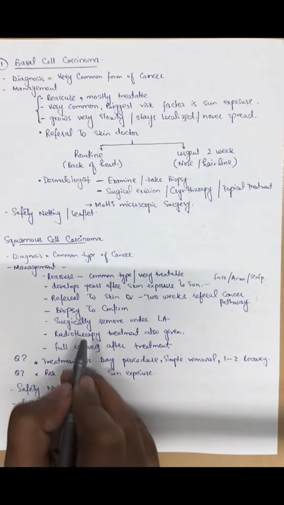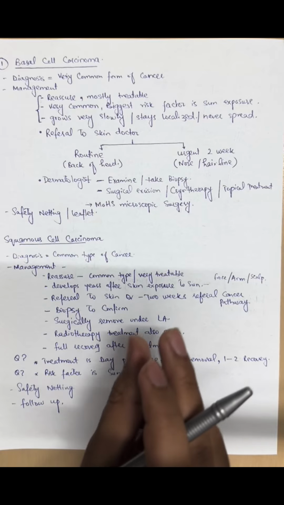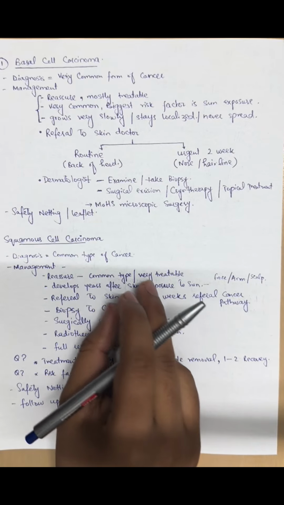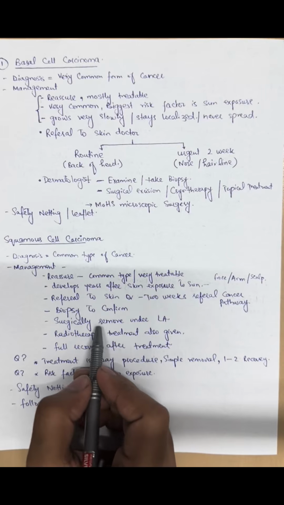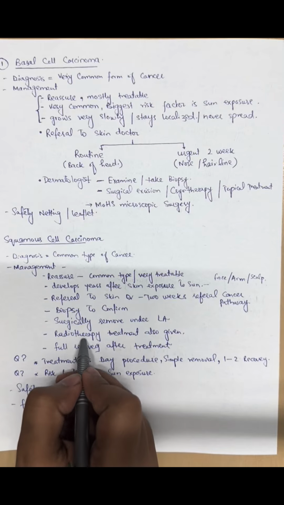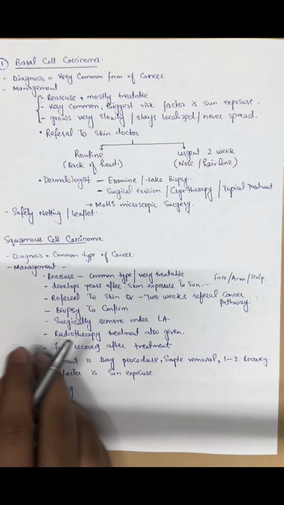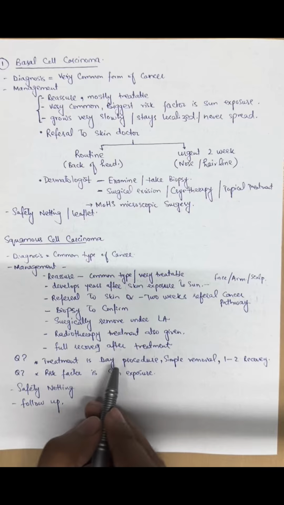Once confirmed, the best treatment is surgical removal under local anesthesia. Only a part of the lesion will be anesthetized, and it will be surgically removed. After that, the doctor may go for radiotherapy treatment, and the patient will get fully recovered after taking the treatment.